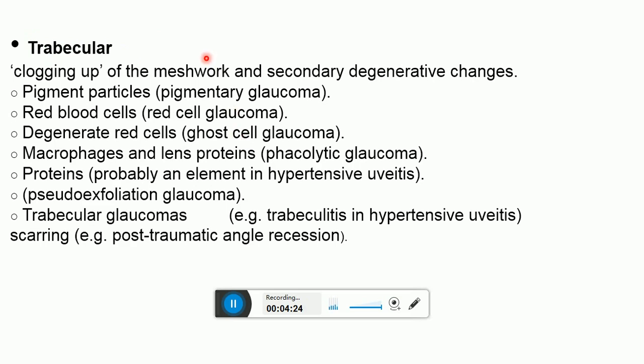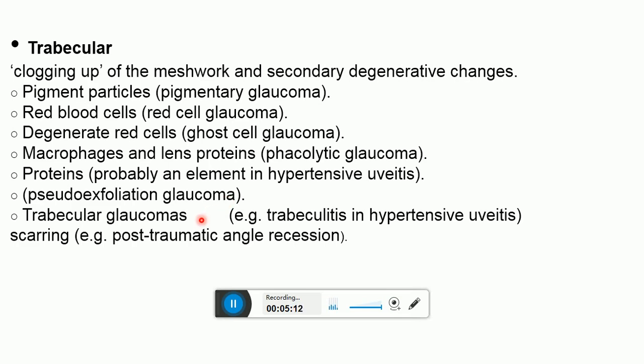And there is trabecular. Trabecular, in which the obstruction occurs as a result of clogging up of the meshwork and secondary degenerative changes, like pigment particles in pigmentary glaucoma. So pigmentary glaucoma is an open angle glaucoma, secondary open angle. Degenerated red cells in hemolytic glaucoma. Macrophages and lens proteins in phacolytic glaucoma. Proteins, probably an element in hypertensive uveitis. Pseudoexfoliative material in pseudoexfoliative glaucoma, which we will discuss after this topic.